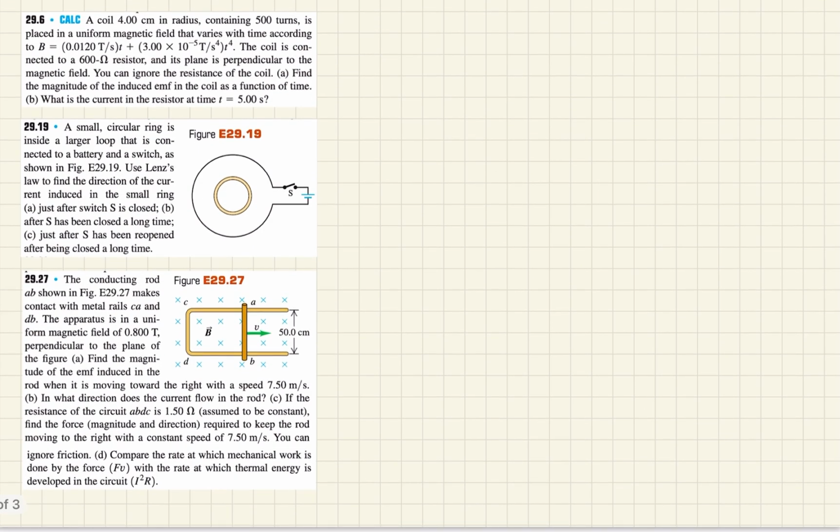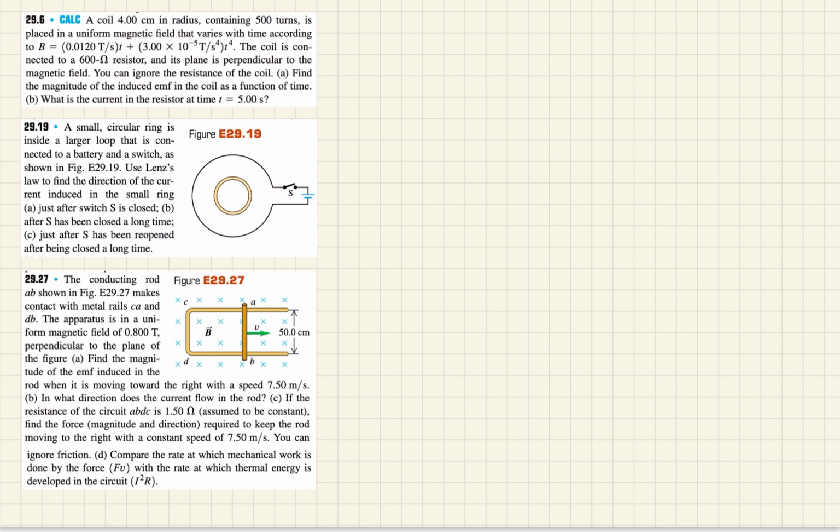We got 7 problems today. Most of them are pretty calculator heavy, which is why I'm going to speed through it a little bit. Some of them are pretty conceptual though. All right, starting with this first one. It's a coil, 4 centimeters in radius, 500 turns.